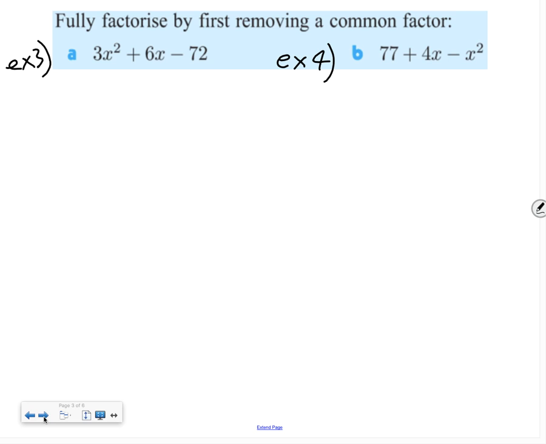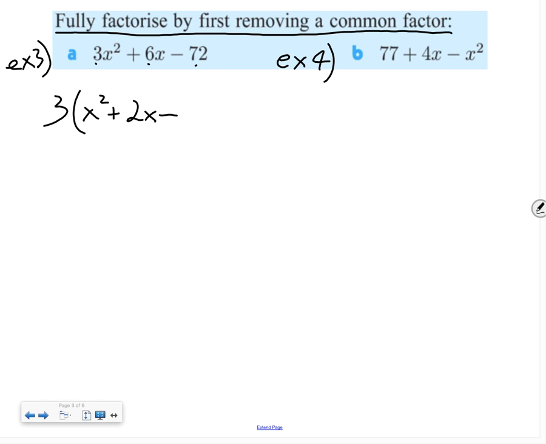Example 3. Okay, so these are slightly different. Factorize first by removing a common factor. Sometimes we're going to notice that there are common factors. So 3, 6, and 72 all have a factor of 3 that can come out. So I factor that 3 out first, then I'm left with x squared plus 2x minus 24.